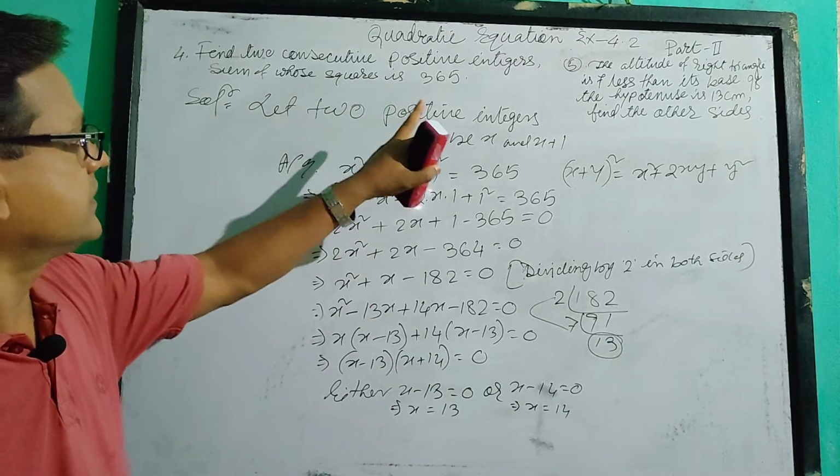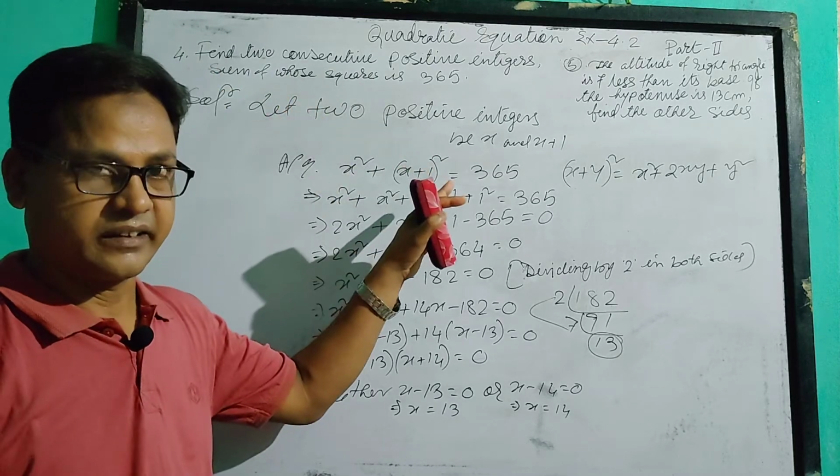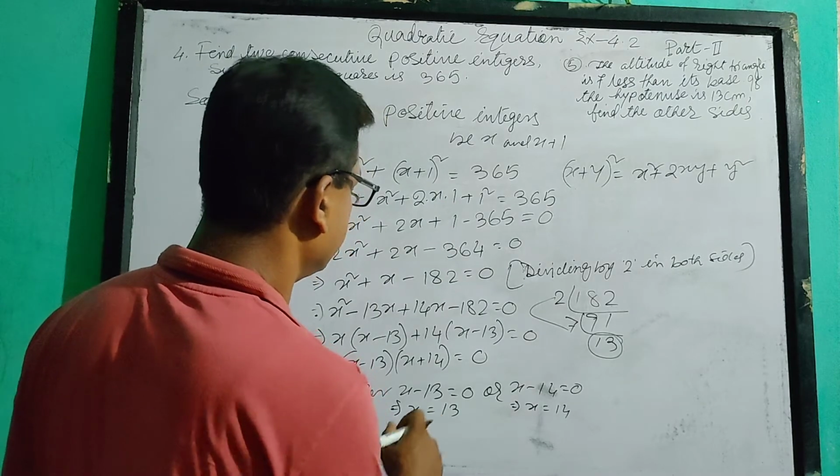So x is what? The x is the integer. So if we take the integer, one is 13.